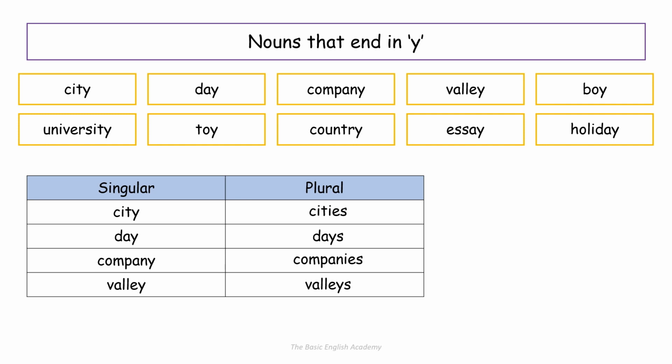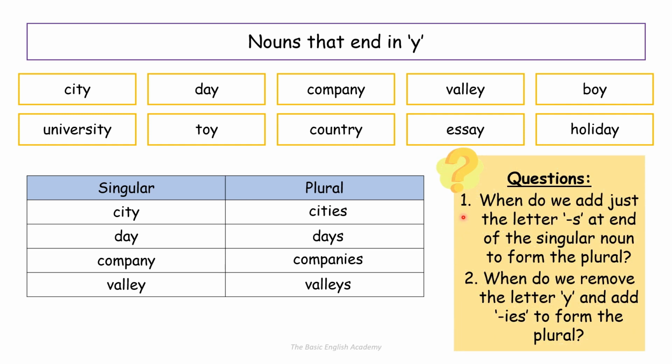Now, a few questions we could be asking ourselves are, when do we add just the letter S at the end of the singular noun to form the plural? Like we see with the noun day, it became days with just the addition of the letter S, and valley became valleys with just the addition of the letter S. Second question, when do we remove the letter Y and add IES to form the plural noun? Like we can see with the noun city became cities, company became companies.